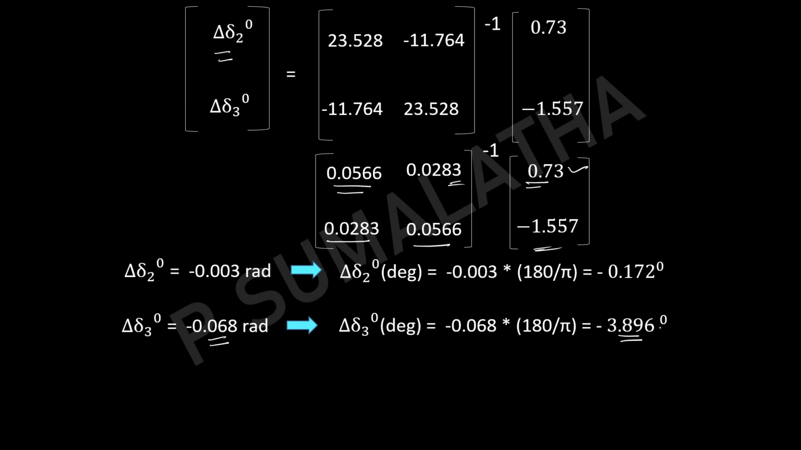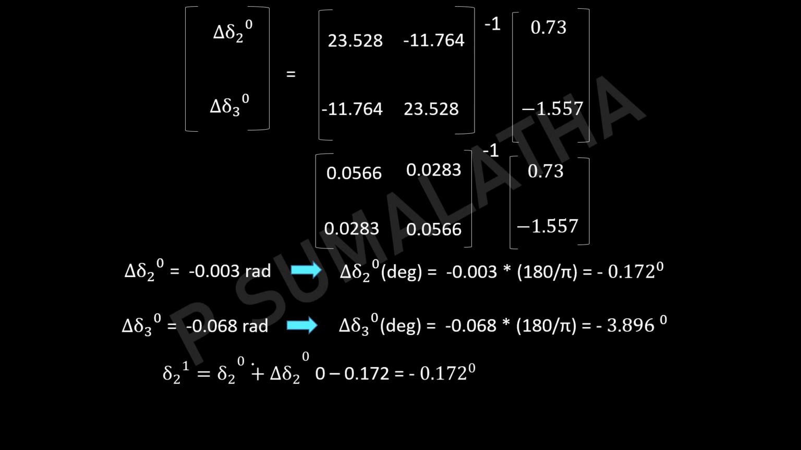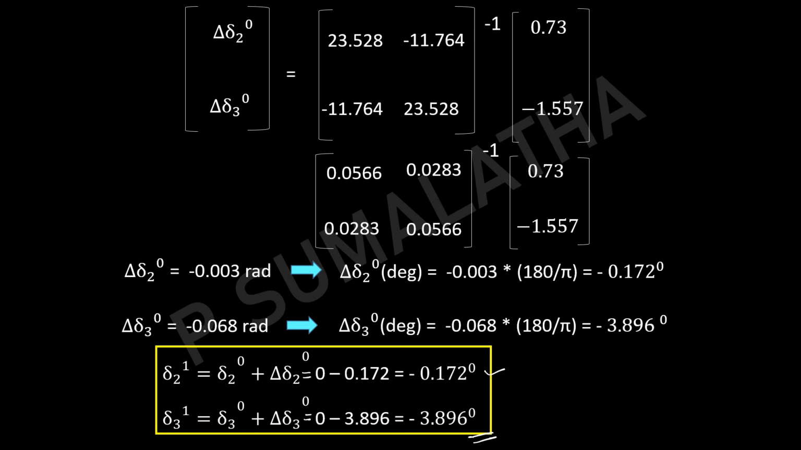Right? So now finally, you need to find out the phase angle after the first iteration, or at the end of the first iteration. Similarly, the del 3 value at the end of the first iteration. Del 2 1 is equal to del 2 naught plus delta del 2 naught, that is equal to minus 0.172 degrees. And del 3 1 is equal to del 3 naught plus delta del 3 naught, that is equal to minus 3.896 degrees. Okay, so these are the required quantities.